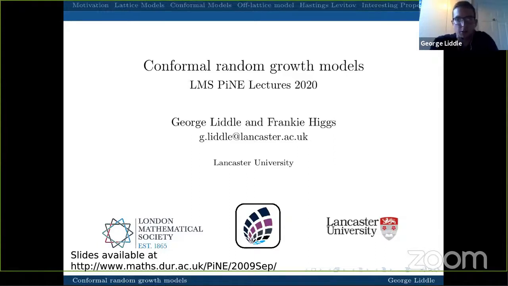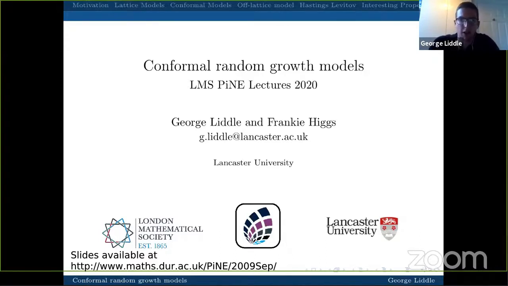So what I want to start by doing is just giving an outline of the talk that I'm going to give today. The first thing I'm going to go through is the real world processes that these conformal random growth models are built to study. Then we'll go on to discuss the lattice-based models that have typically been used in the past to study the models, before going on to the conformal models themselves and describing their benefit over the lattice-based models. I'll introduce the Hastings-Levitov model, and near the end of the talk, I'm going to go into some results.